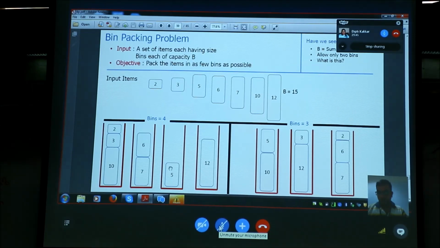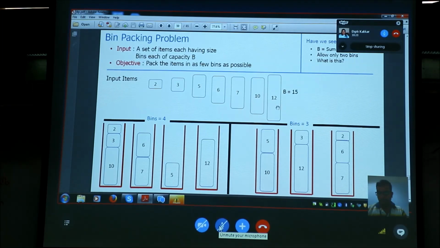So let's see this. The bin packing problem is the following. You have a set of items, like this. Each item has a size, or you can also think of it as a weight. So this one has size 2, or 2 kgs, then 3 kgs, 5 kgs, 6, 7, 10 kgs, 12 kgs. Now we want to pack all these things in containers, or bins, to be sent out. These bins cannot hold too much weight. Each bin can hold only this much weight.